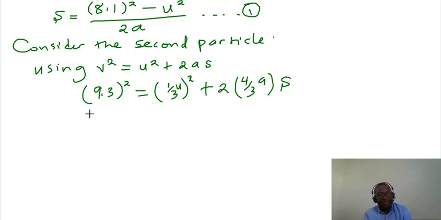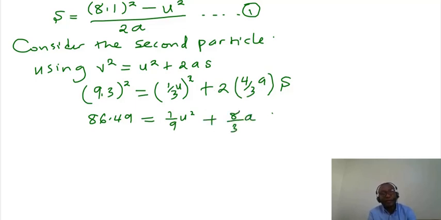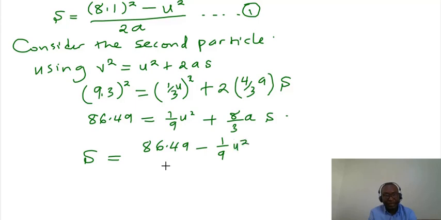Then we have to make s the subject here. Before we make s the subject, we can go ahead and simplify this. This is 86.49 being equal to 1 over 9 u squared plus 8 over 3 as. So we need to make s the subject. s will be equal to 86.49 minus 1 over 9 u squared all over 8 over 3a. Let this be our equation 2.